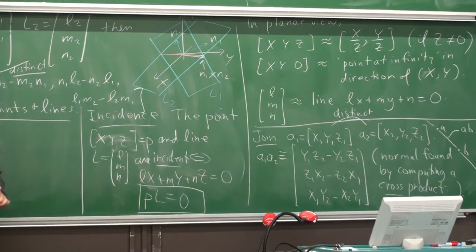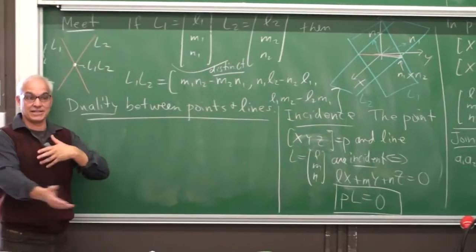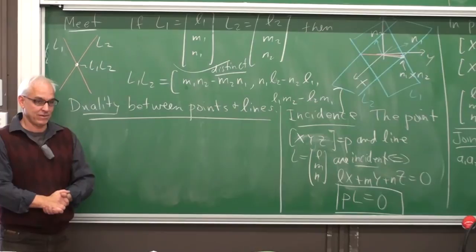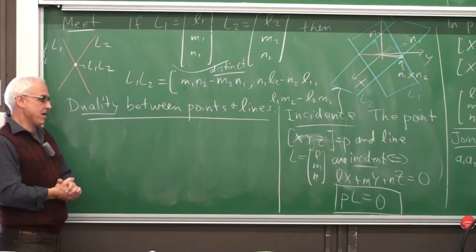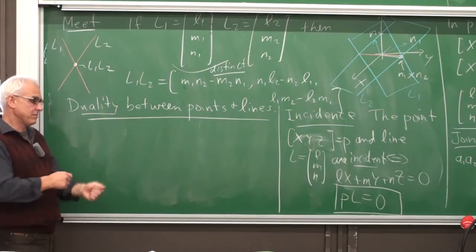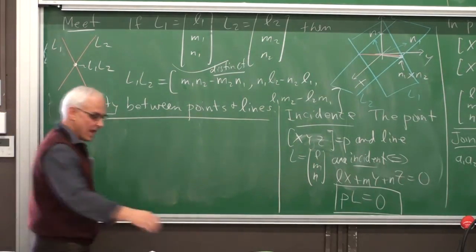Okay, so we've got this very pleasant setup. We've got points and lines. We have the notion of joins and meets and incidence. And now there's this lovely duality, and we can see there's a symmetry in the subject. Okay, so whenever we have a theorem, we can have a dual theorem that's obtained by interchanging points and lines. So let me give you an example of that.